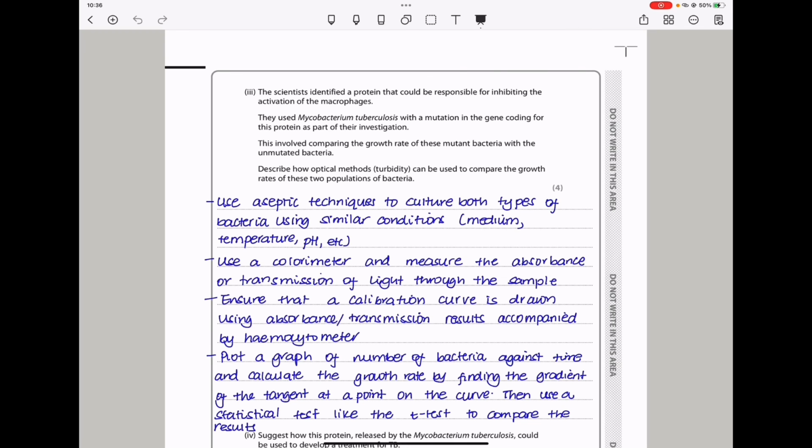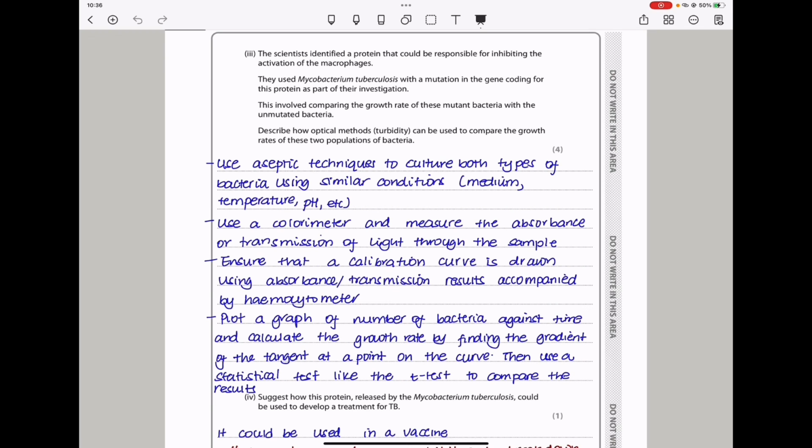So here, because it's culturing, of course, we have to use aseptic techniques to culture both types of bacteria using similar conditions. These similar conditions could be the medium used, the temperature used, the pH, and so on. Then, because we are looking for optical methods, we have to use a colorimeter. So you could use a colorimeter and measure the absorbance, or you could measure transmission or transmittance of light through the sample. You need to ensure that a calibration curve is drawn using absorbance or transmission results accompanied with a hemocytometer. This enables us to draw the calibration curve.